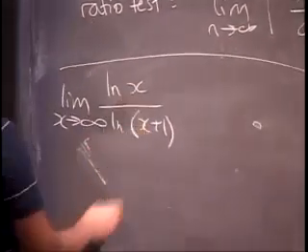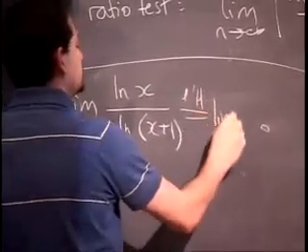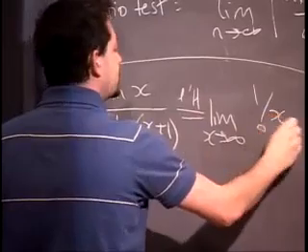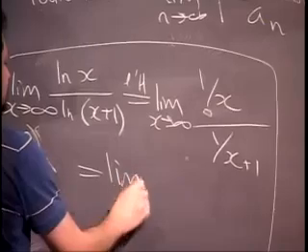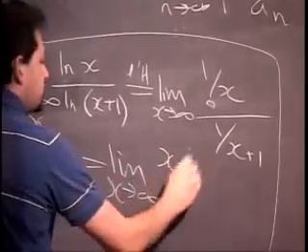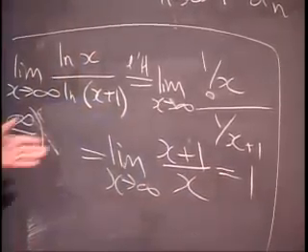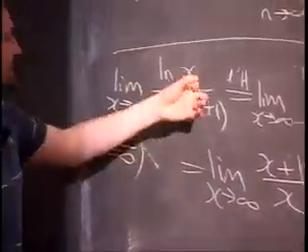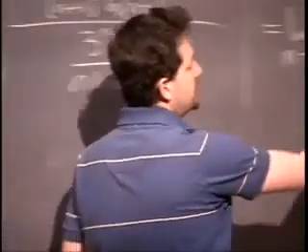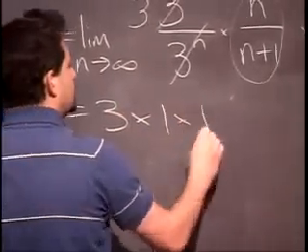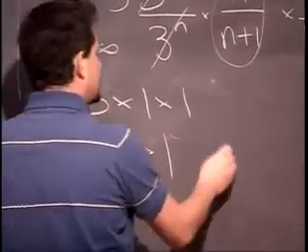Well, now these are continuous. It's an infinity over infinity case, so I can use L'Hopital's rule. And the derivative of log x is 1 over x. The derivative of log x plus 1 is 1 over x plus 1. And so we get the limit of x plus 1 over x, which is surely 1. You can write it as 1 plus 1 over x. Therefore, the limit with x replaced by the discrete variable n is also 1. So coming over here, the limit is 3 times 1, which is 3. Only thing important about 3, it's greater than 1.